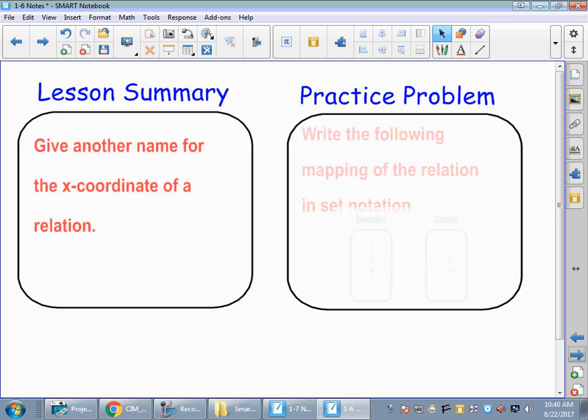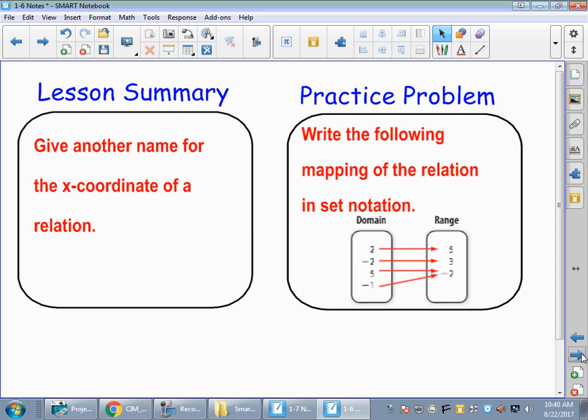Your lesson summary here: give another name for the x-coordinate of a relation, and then I want you to write that mapping as set notation. So for the second one, we didn't really practice that. This is what they always gave us. Give me the set of ordered pairs there. Good luck.